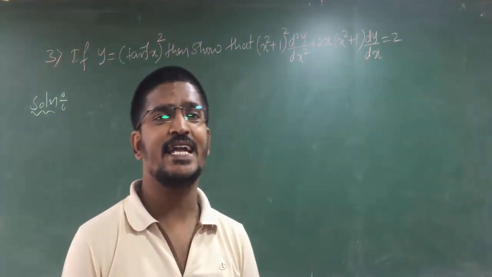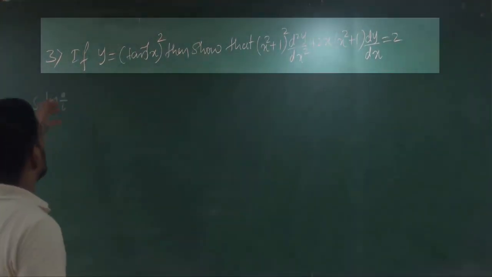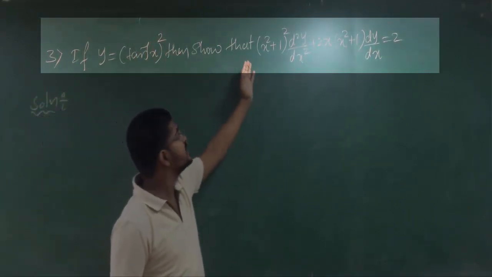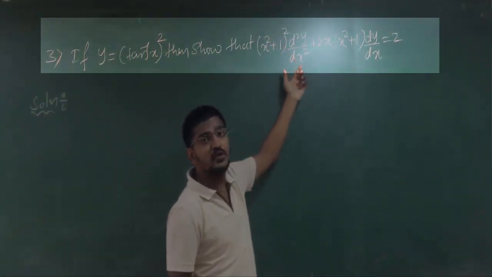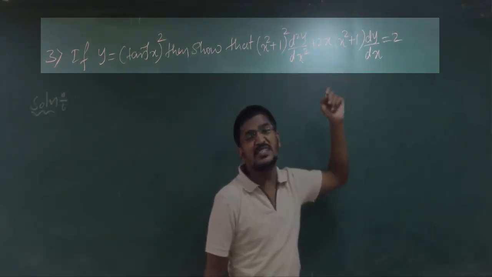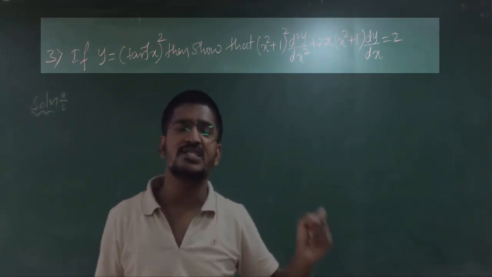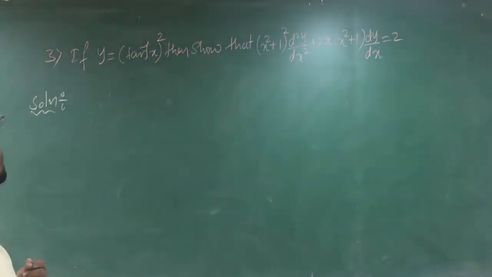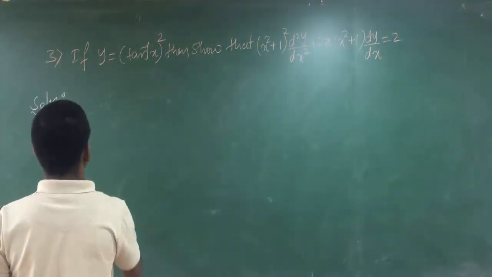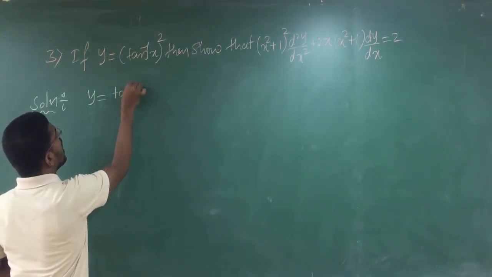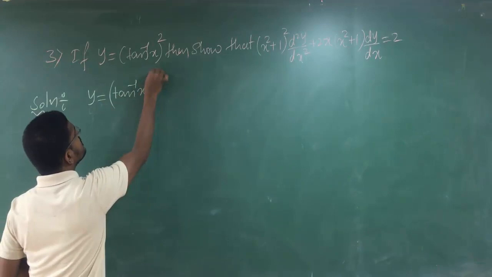Let us see that. That is, if y equal to (tan inverse x) whole square, then show that (x square plus 1) whole square into d square y by dx square plus 2x into (x square plus 1) dy by dx equal to 2. You have to prove. Okay students, so now let us try to simplify this. What is the given function? y equal to (tan inverse x) whole square.